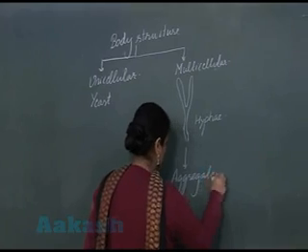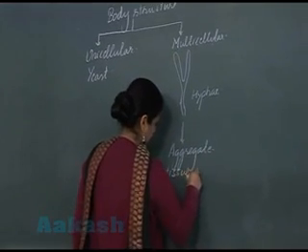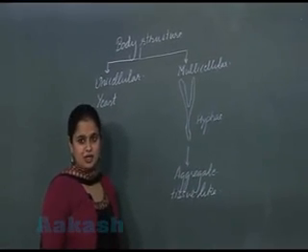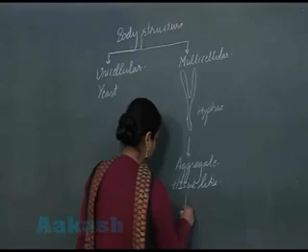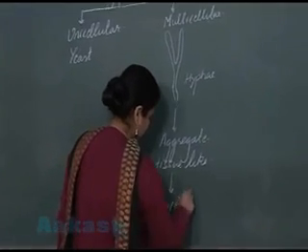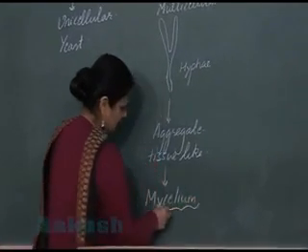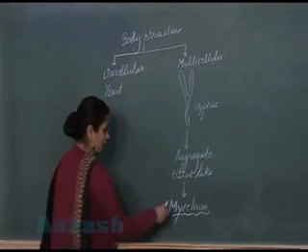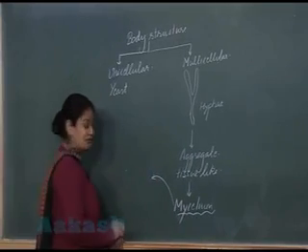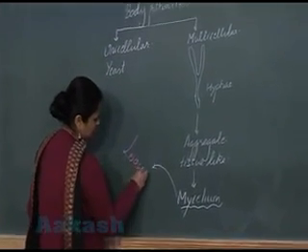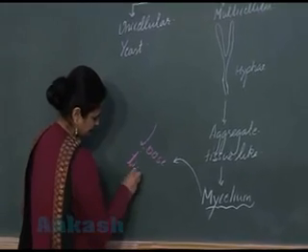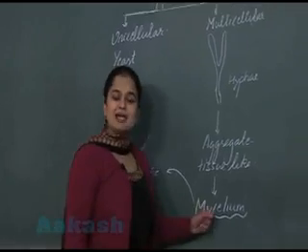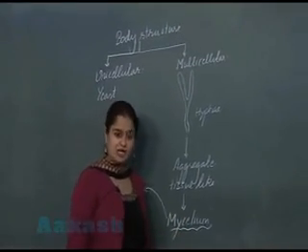forming tissue-like structure. This tissue-like structure which is formed is mycelium. ये सिर्फ एक tissue-like structure है, but it is not a true tissue. That's why mycelium is also known as loose tissue. Right? Now this mycelium can be of several types.